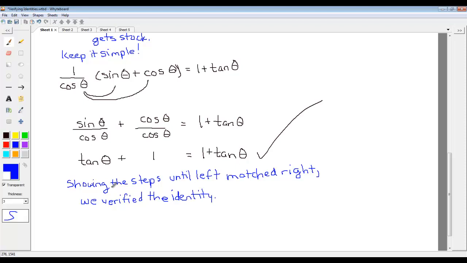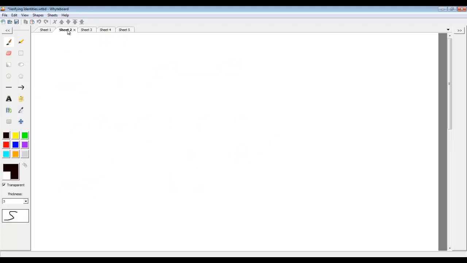Okay, that was a pretty straightforward one. Didn't take too many steps or too much work. Let's do one that's a little more involved. Let's see. Let's say we have cotangent squared x times tangent squared x plus 1.